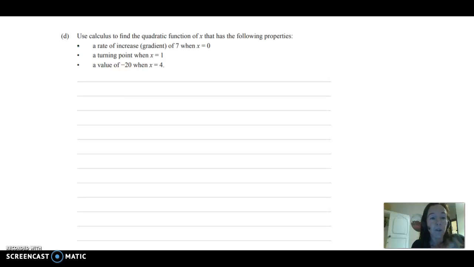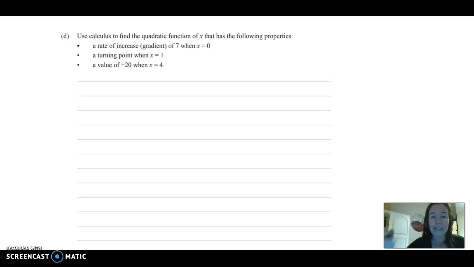So first of all, we need to think about what I've been told and what I can do to solve this problem. It says use calculus to find the quadratic function of x that has the following properties: a rate of increase or gradient of 7 when x is 0, a turning point when x is 1, and a value of negative 20 when x is 4.